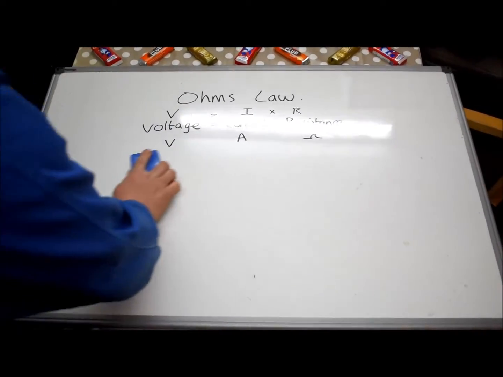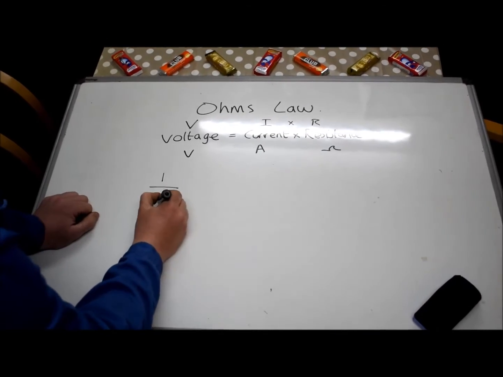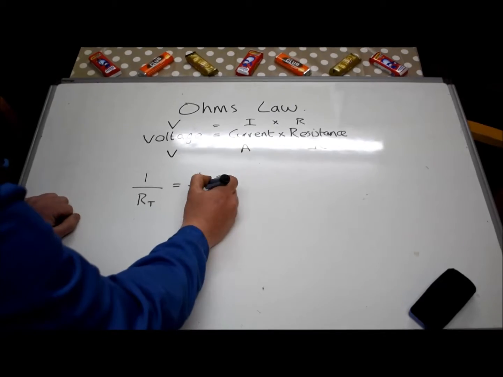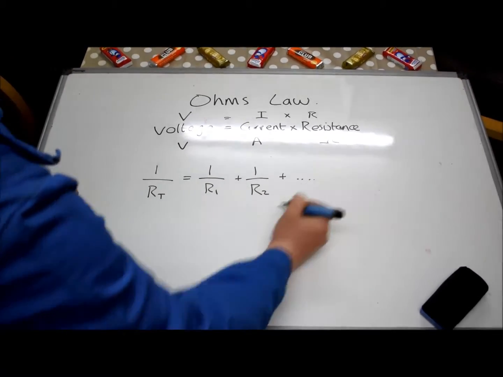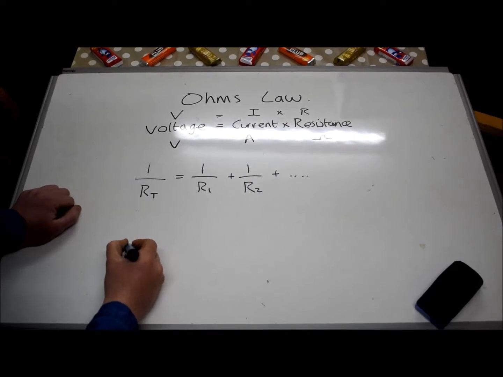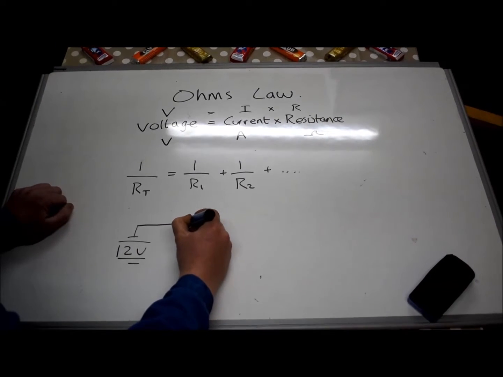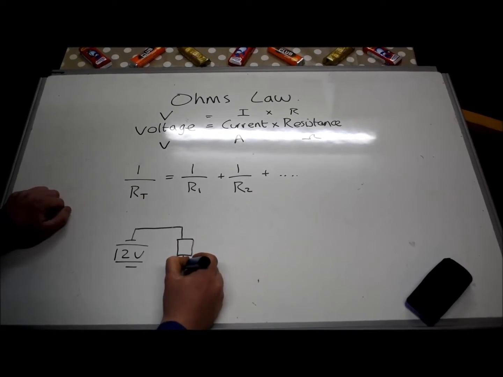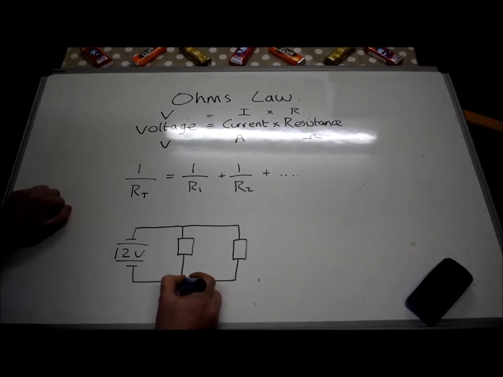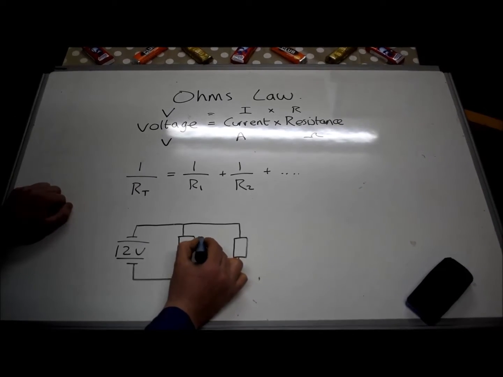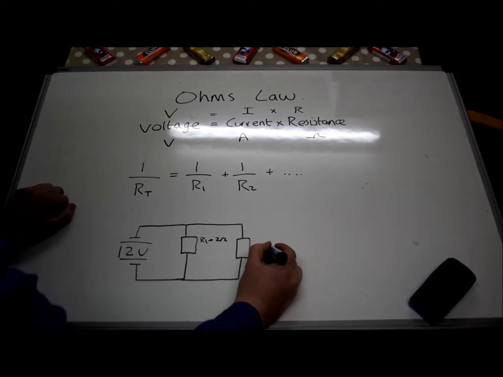However, if we have a parallel circuit, then we use this equation: 1 over the total resistance is equal to 1 over R1 plus 1 over R2 plus etc. So if we did a quick example of a 12 volt supply, and this was R1 equal to 2 ohms, and R2 is also equal to 2 ohms.